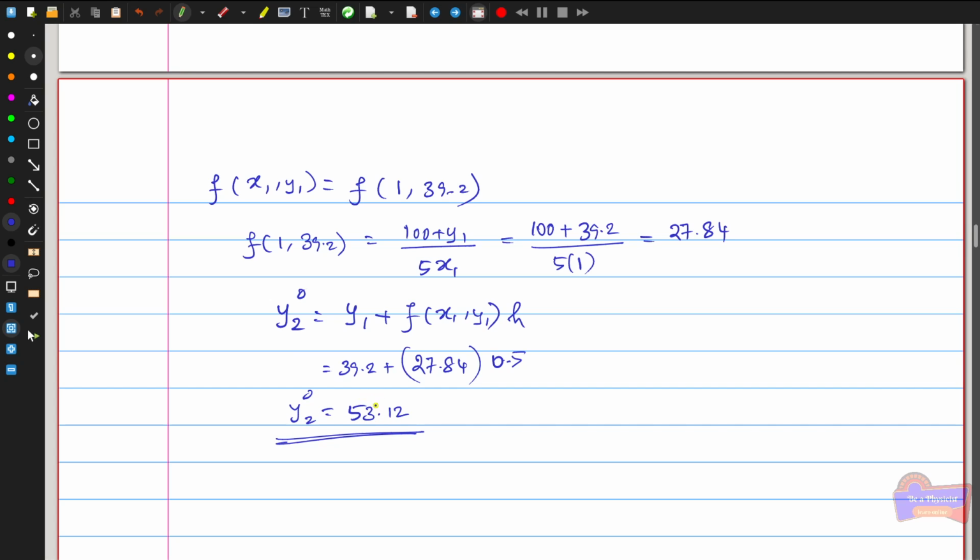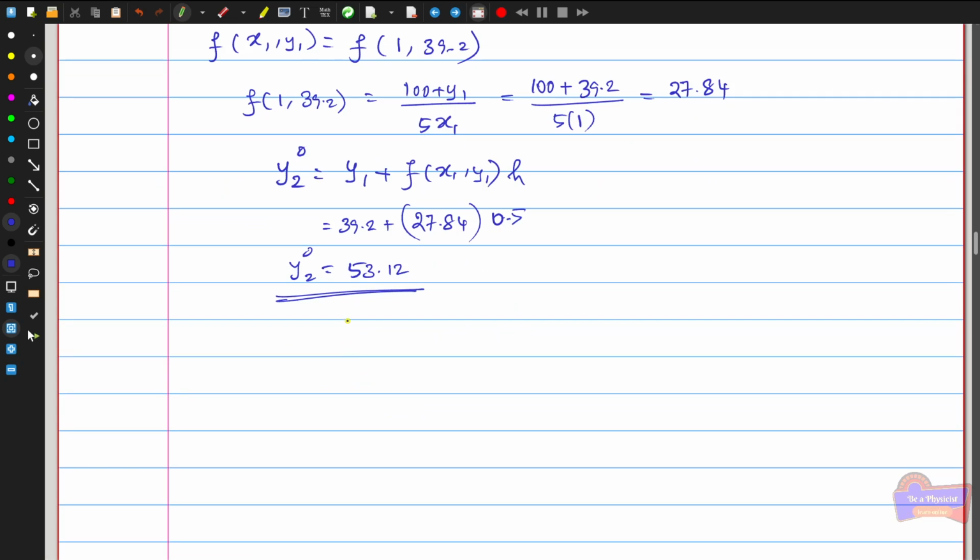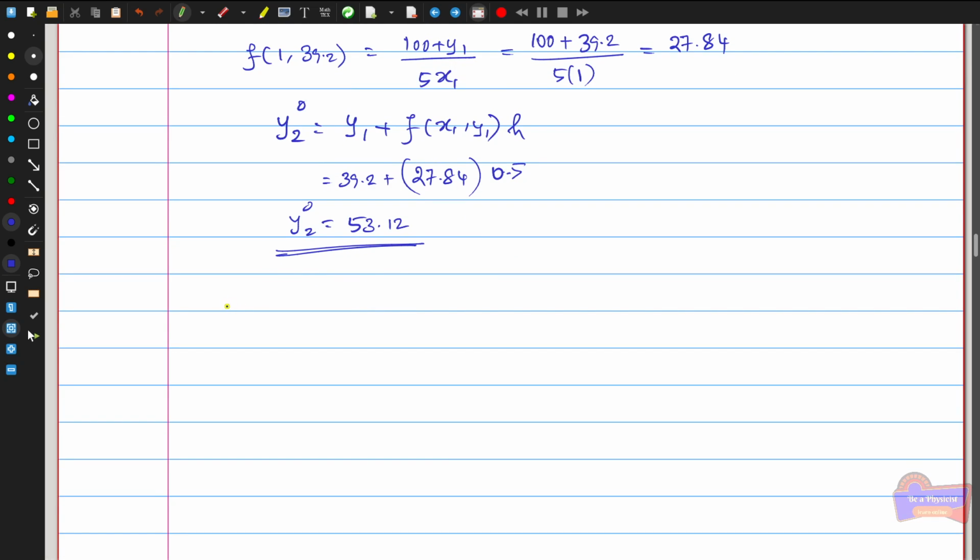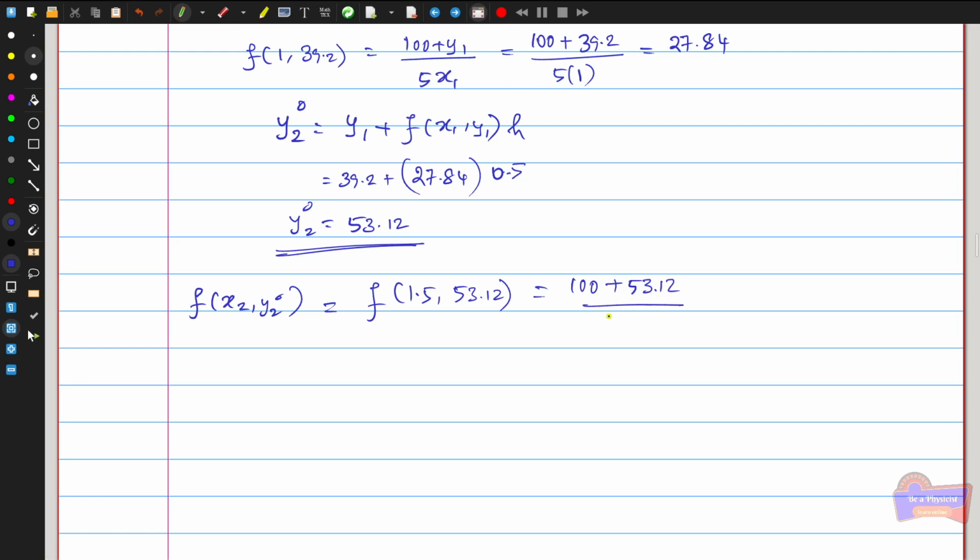Using this predicted value, you can correct the solution. For the corrector equation, I can again find the slope f of x2 comma y20, which is equal to f of x2 value 1.5 now, and the y20 value is 53.12. I can substitute these into the same equation again: (100 plus 53.12) divided by 5 times 1.5, which is equal to 20.416. So this will be the slope for the corrector method.